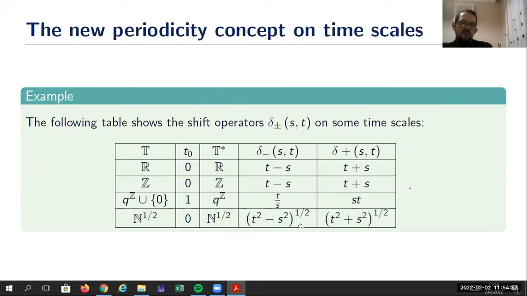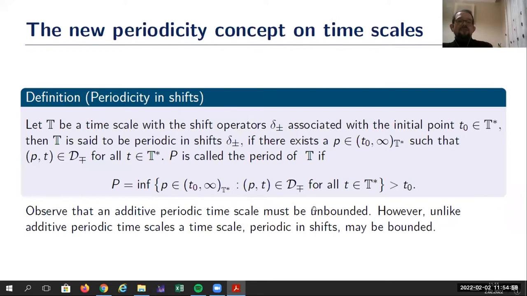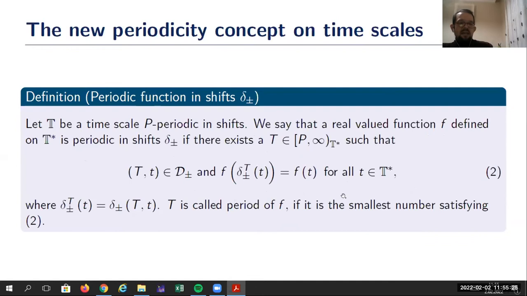Then, in order to define a periodicity concept on a time scale, first of all, we have to ensure that our time scale is periodic, and this is the periodicity in shifts. I mean, forward shift and backward shift must be in the time scale. We just replaced plus and minus with forward shift and backward shift, and this definition is rewritten. Accordingly, periodic functions are changed. This is the usual periodicity according to shift operators, with plus minus replaced with forward delta, backward delta.